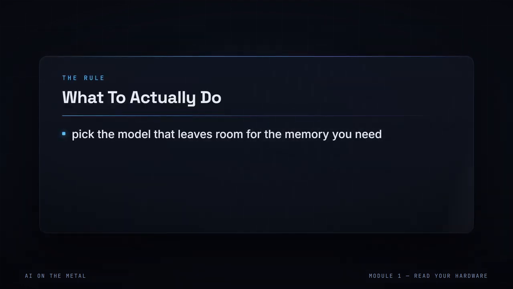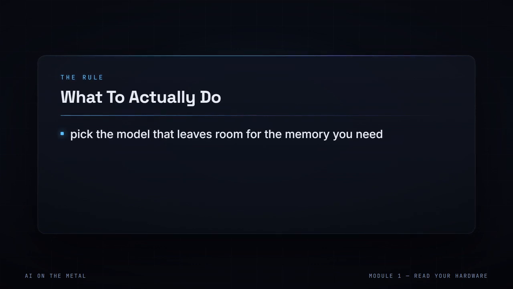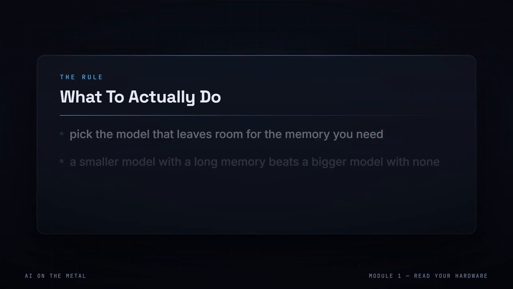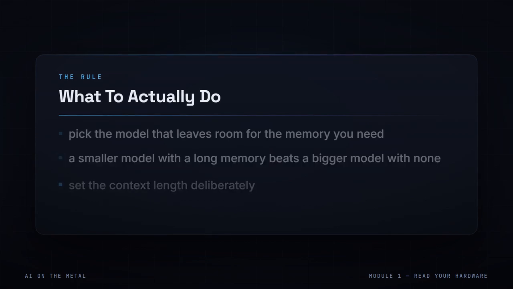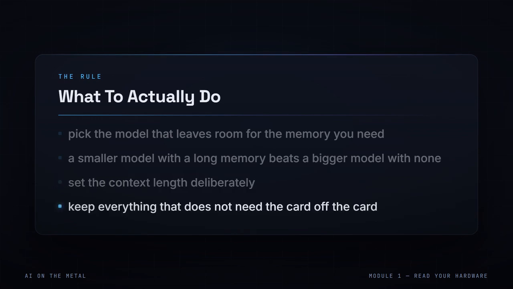So the rule is not pick the biggest model that fits, it is pick the model that leaves room for the memory you need. On a small card, often a smaller model with a long memory beats a bigger model with none. Set the context length deliberately. Asking for 32,000 tokens you will never use costs you real speed. And keep everything that does not need the card off the card.